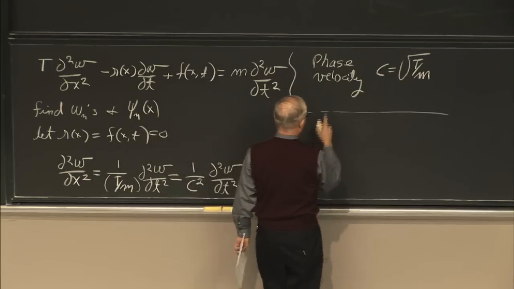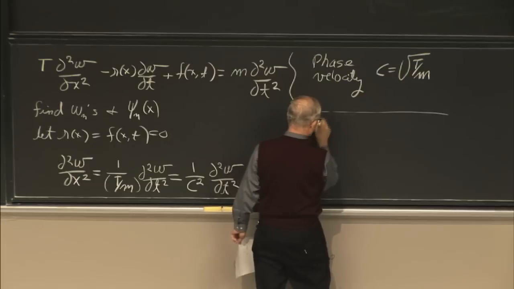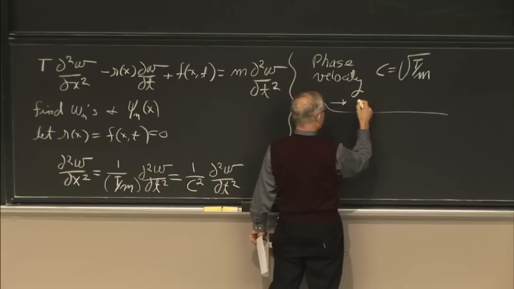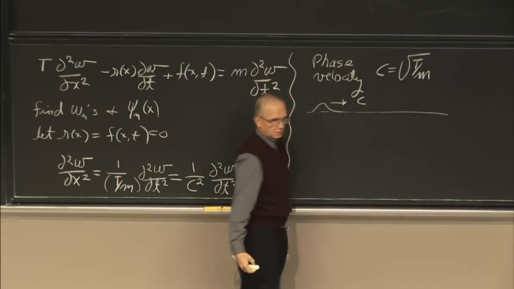It's basically, so if I have my string and I put a little bump on it and that bump goes zipping along, your eye will see this thing propagating at c. All right.